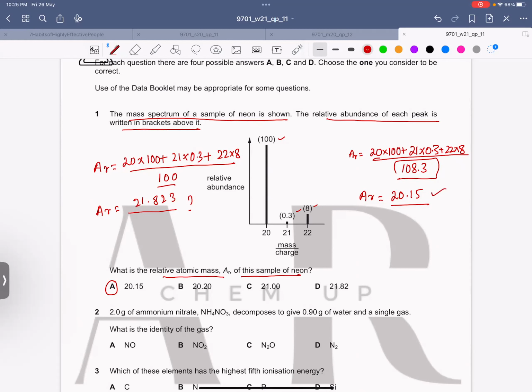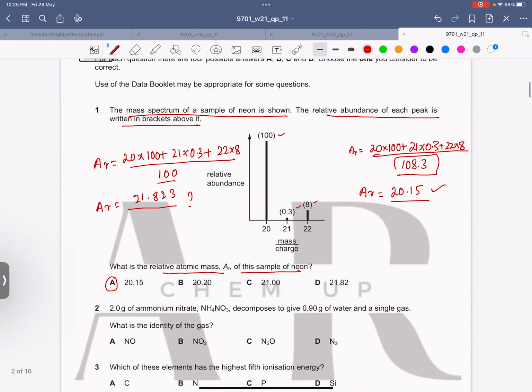Okay. So your answer would be A. And remember what we need to do. We have to remember that whenever these abundances are given to us, we will always keep their sum in the denominator. Okay.